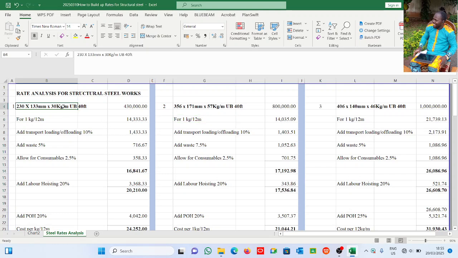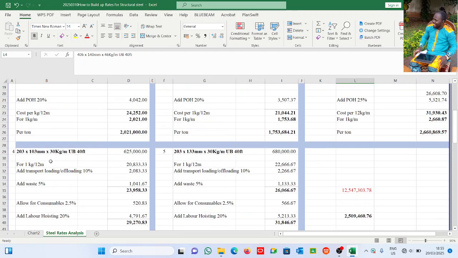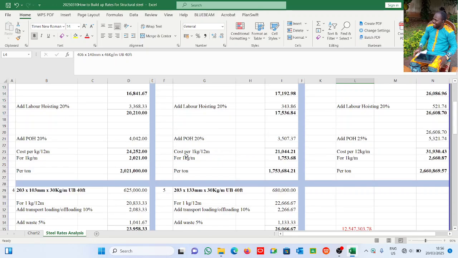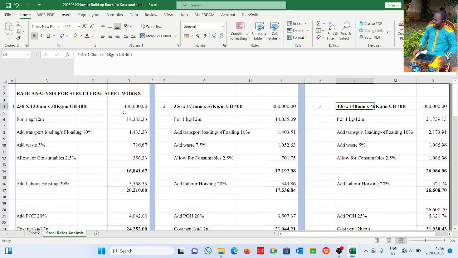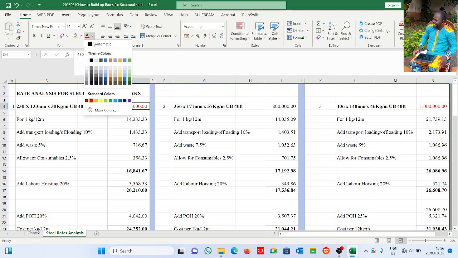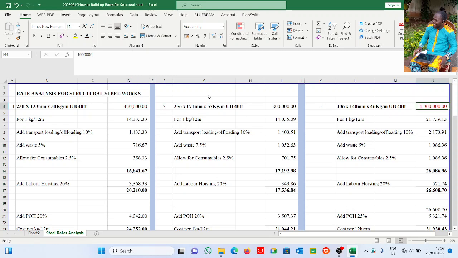Now this is what we have here. We have this item 230 by 133. We have this item 356 by 171. This is 406 by 140. This is 203 by 103. This is 203 by 133. Now these prices you're seeing are from January. I did this project in January. January into February. This is the market survey from January into February.